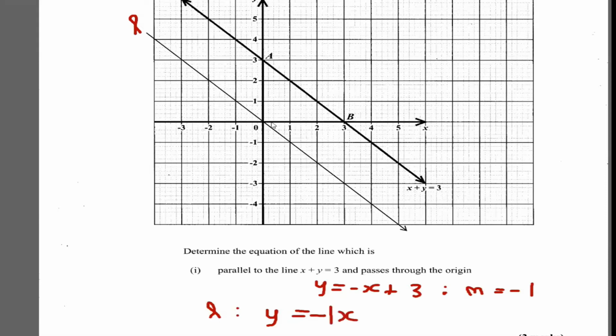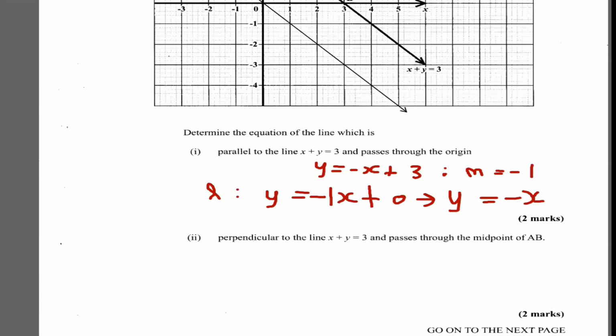But c is the y-axis intercept, and the line passes through 0. So it's minus 1x plus 0. So the equation of the parallel line is y is equal to minus x. All right, that's the equation of the line parallel to it. Or some people write that x plus y equals 0. You could write it that way as well. If you want the equation of your line pretty, you can go ahead and write it by saying x plus y equals 0.